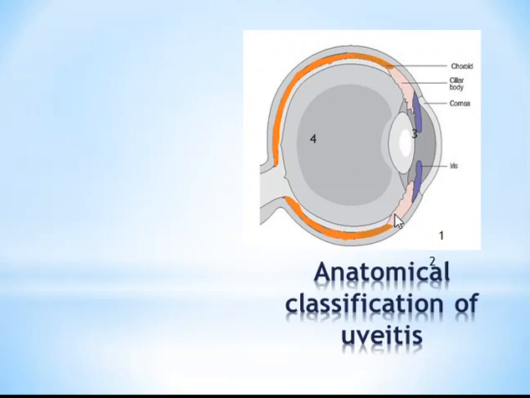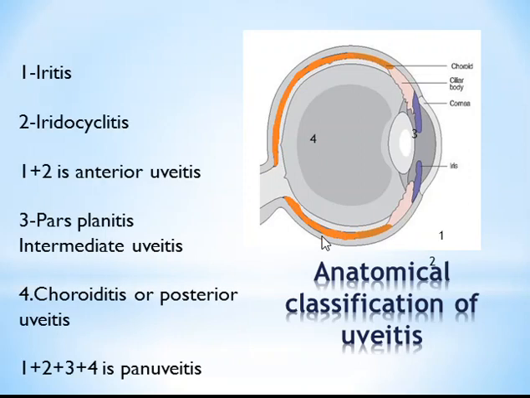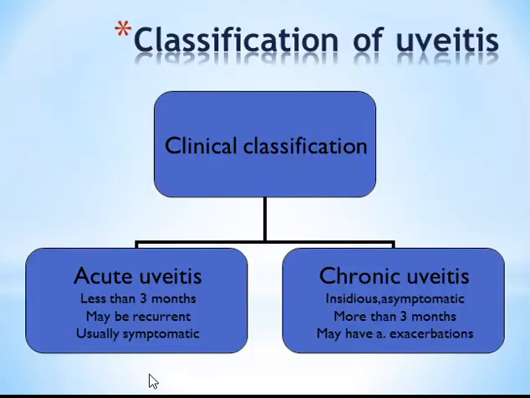Pars planitis or intermediate uveitis. And the third part, when the inflammation is in the choroid and posterior part of the eye, this is called posterior uveitis or choroiditis or even retinitis. And when all those layers are inflamed, this results in what is known as panuveitis: iritis, iridocyclitis, pars planitis, and posterior uveitis and choroiditis. All those, when they get together, we classify the patient as panuveitis.